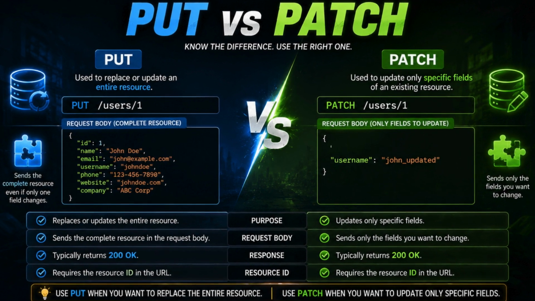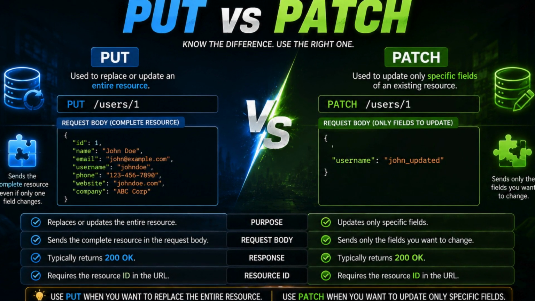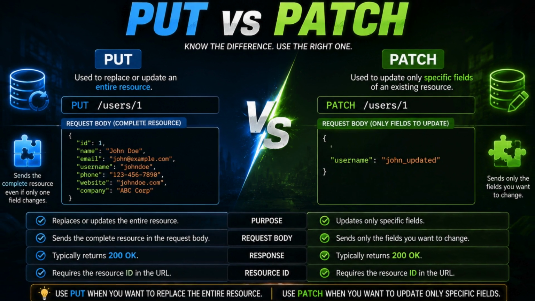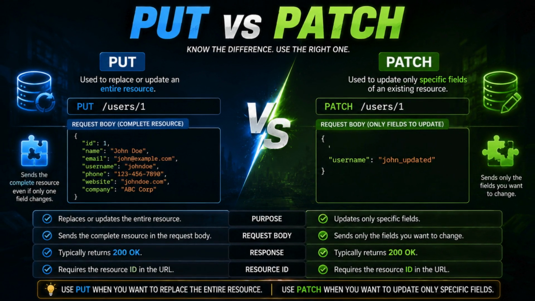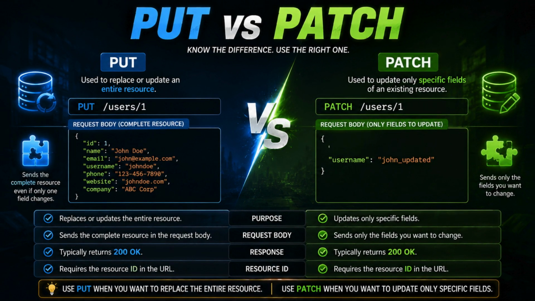Let's quickly compare PATCH and PUT. A PUT request is used to replace or update an entire resource. A PATCH request is used to update only specific fields of an existing resource. With PUT, you typically send the complete resource in the request body. With PATCH, you send only the fields you want to change. Both requests usually return 200 OK. Both require the resource ID in the URL, so the API knows exactly which resource should be updated.